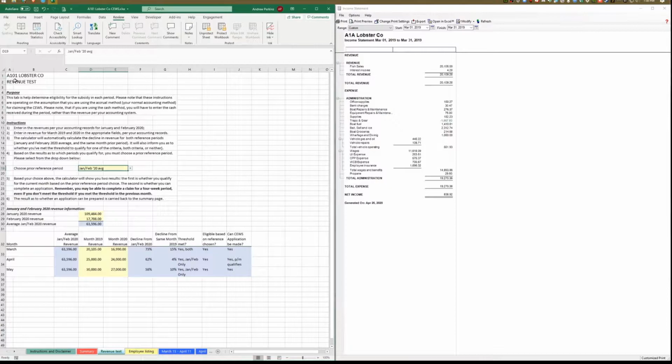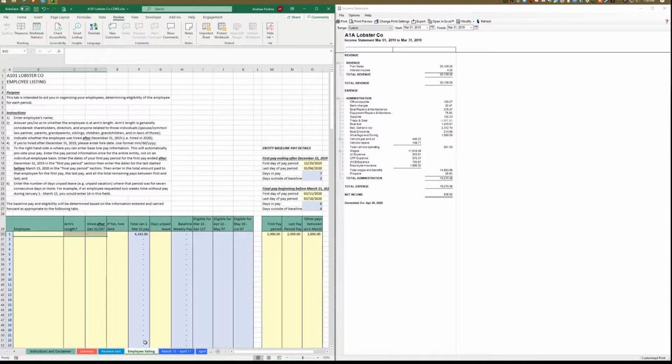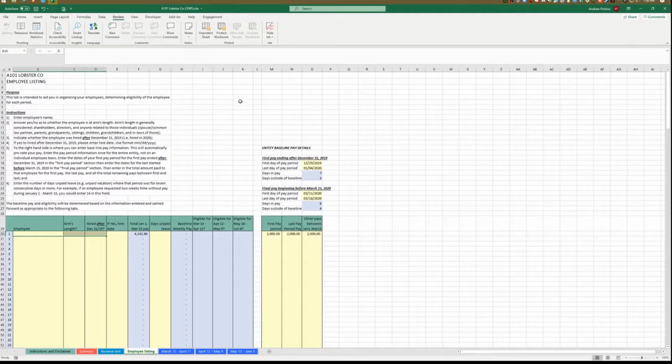So the revenue section of this is fairly straightforward. The main thing, again, is that you're just taking your time, if at all possible, prior to making an application, so you can make the best choice possible for your organization to maximize the subsidy. But now that we have that in, what we're going to do is we're going to move on to the employee listing. So the employee listing section of the calculator is one of the more complex ones.